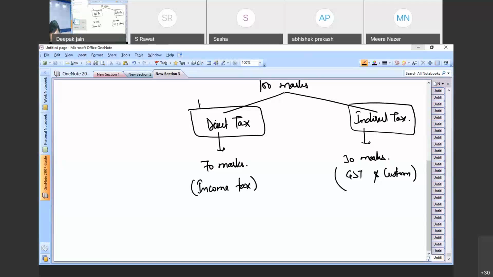Excuse me, sir. In our book, it is written 50 marks direct tax. You are in executive, na? Sorry, extremely sorry. This is for final. Actually, last class, my final was 50 marks, and I did it. So first I am taking direct tax only.